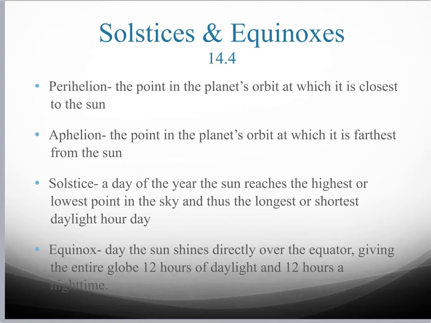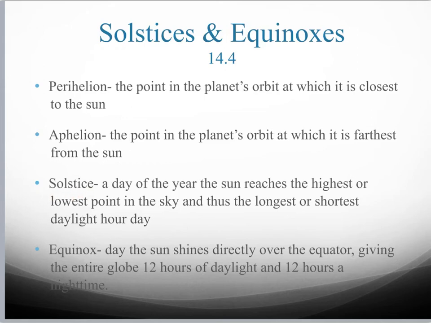Next topic is solstices and equinoxes. Helio is a root word meaning sun, so the perihelion is the point at which the planet's orbit is closest to the sun. Remember, our orbit is not exactly circular, so that means we're closer to the sun at some point and farther away at other points. Aphelion. Helio again means sun. The point at which the planet's orbit is farthest away from the sun. What do you think ap means? Ap means away. So again, it's the farthest away from the sun.